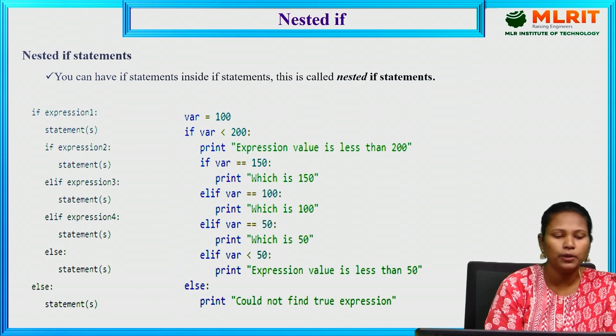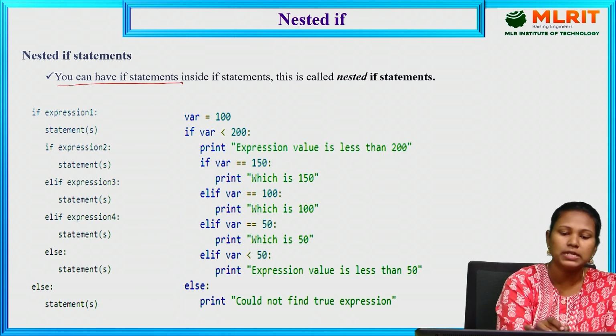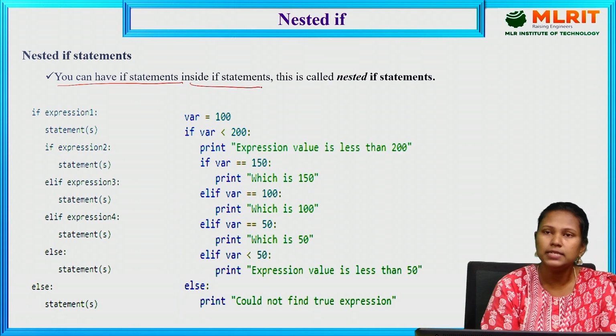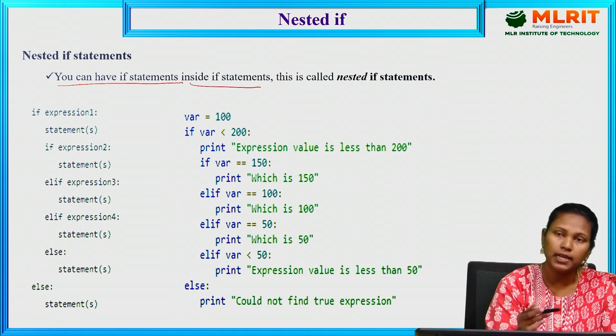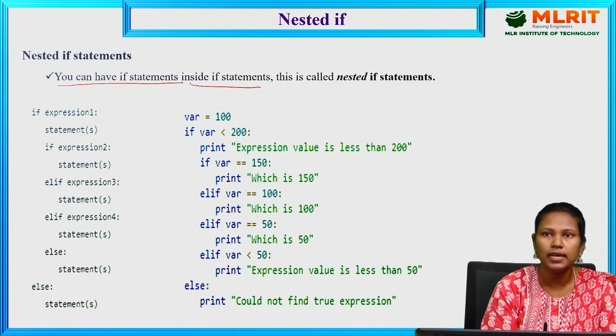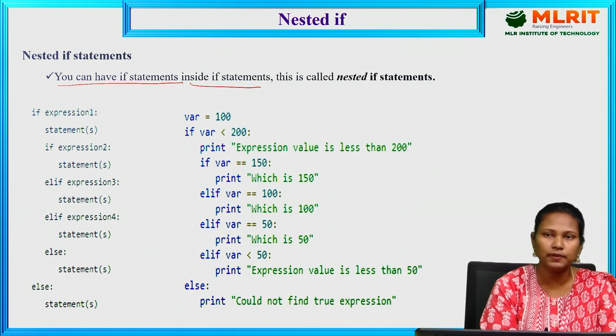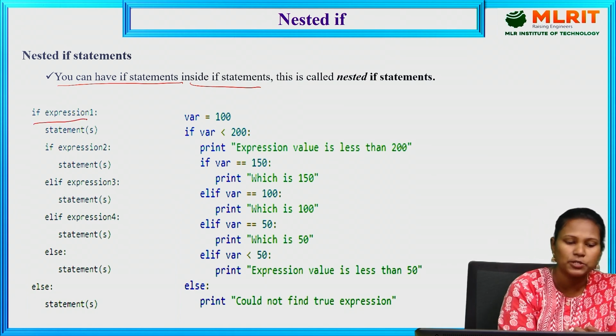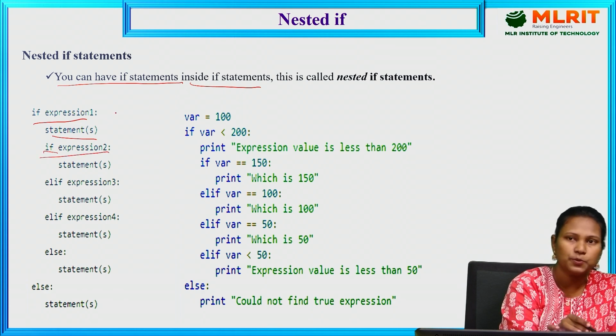Now we are going to the nested if statements. You can have if statements inside if statements. This is called nested if. If an if contains another if, we call it a nested if. So the syntax for nested if is: if expression, then a block of statements. Again we have another if condition, expression 2. So first we check the first condition.